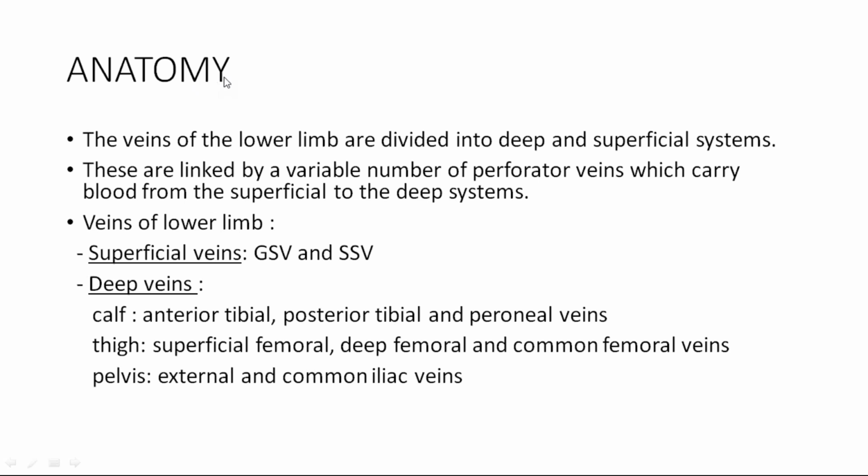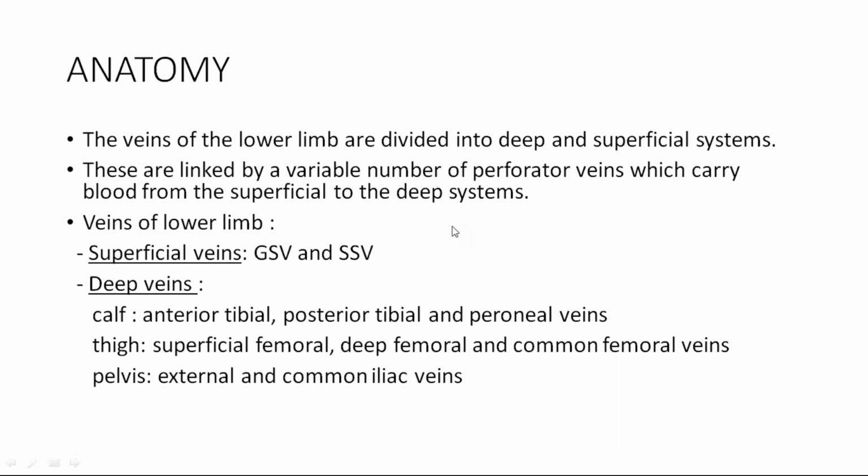To do the venous ultrasound, one should know the anatomy. The veins of the lower limb are divided into deep and superficial systems. These are linked by a number of perforator veins which carry blood from the superficial to the deep system. The superficial veins are the GSV and SSV, great saphenous vein and short saphenous vein. The deep veins in the calf are the anterior tibial, posterior tibial, and peroneal veins, in the thigh the superficial femoral, deep femoral, and common femoral veins, and in the pelvis the external and common iliac veins.